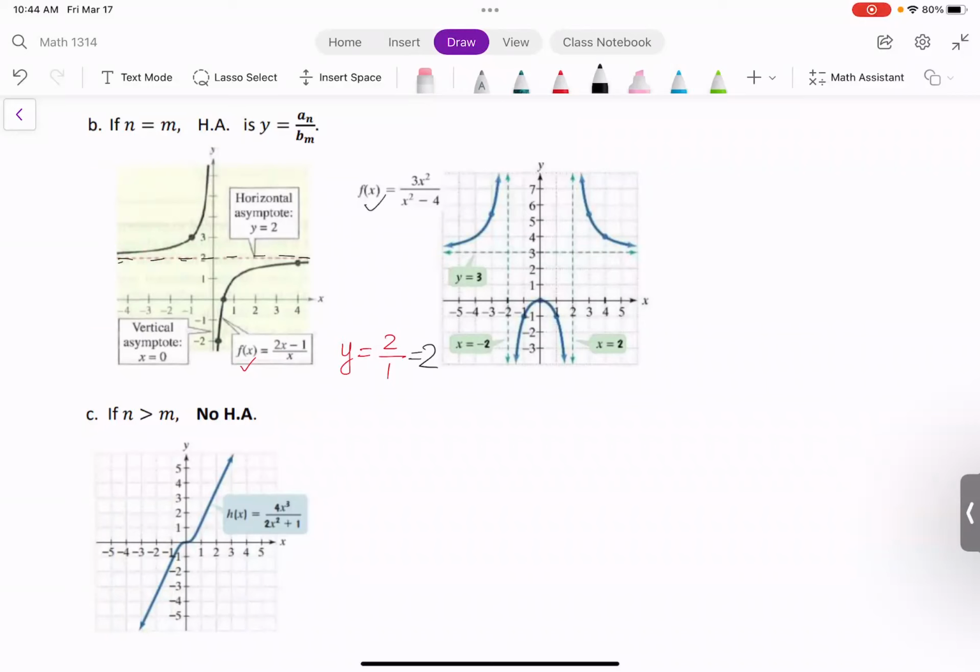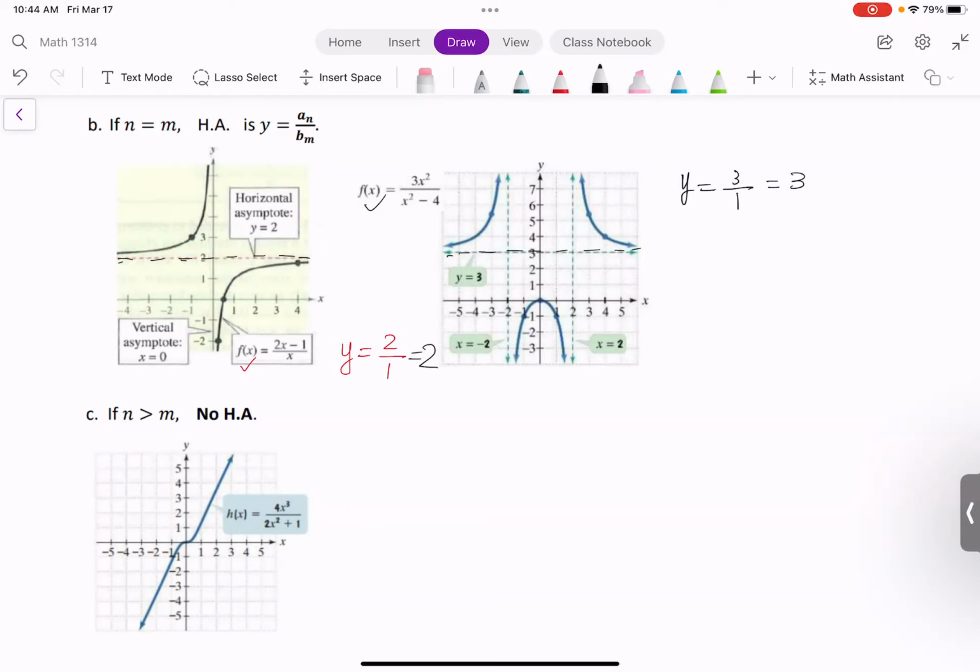In the second example, the top degree is 2, the bottom degree is 2. They have the same degree, so y equals the ratio between the leading coefficients, 3 over 1, because 3 is in front of the x squared and the 1 is in front of the x squared. Sorry, the ratio is 3. So y equals 3 is a horizontal asymptote.